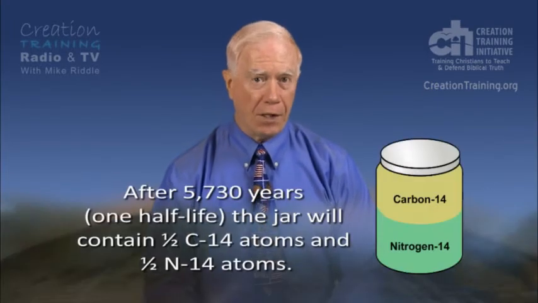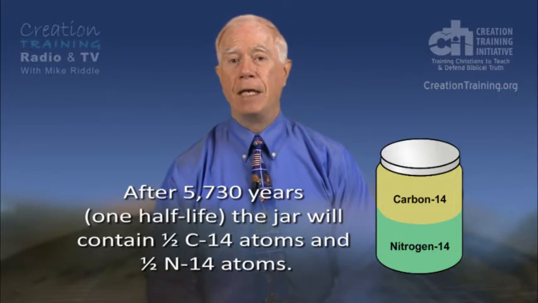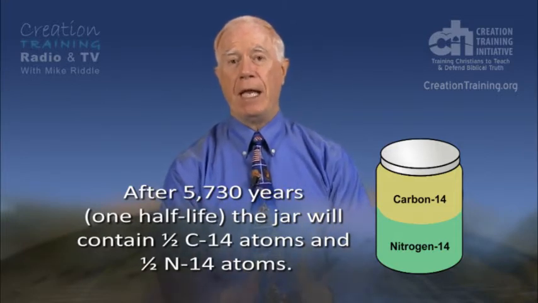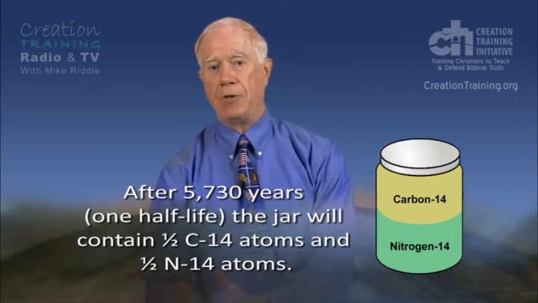Let's see an illustration. If we were to have a jar full of carbon-14 atoms, after one half-life, or 5,730 years, what would be in that jar? Well, inside that jar would be half carbon-14 atoms and half nitrogen-14 atoms. That's what we mean by half-life. Half the remaining carbon-14 decays back into nitrogen. One half-life, half and half.